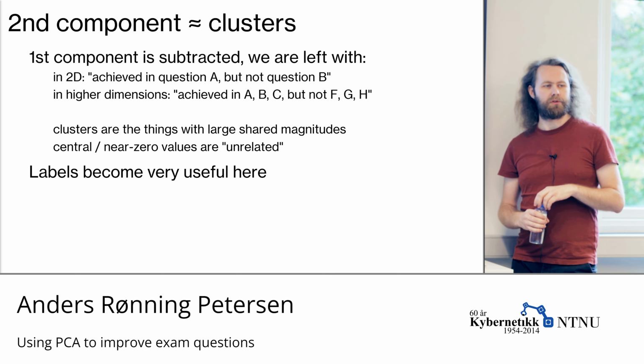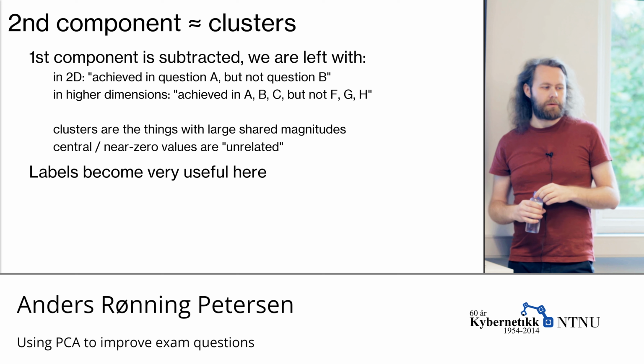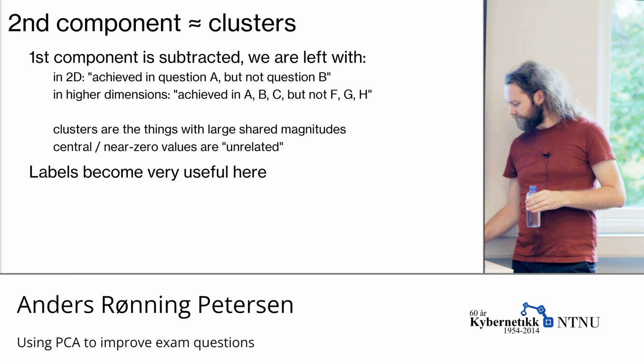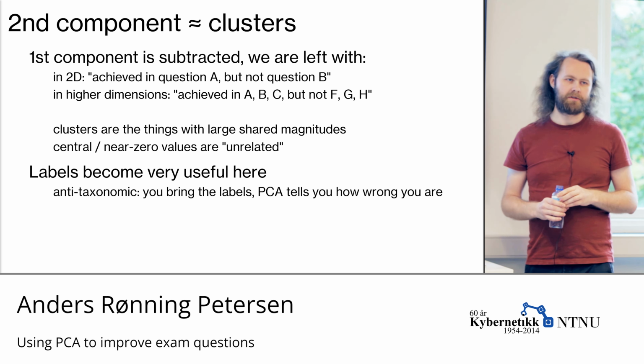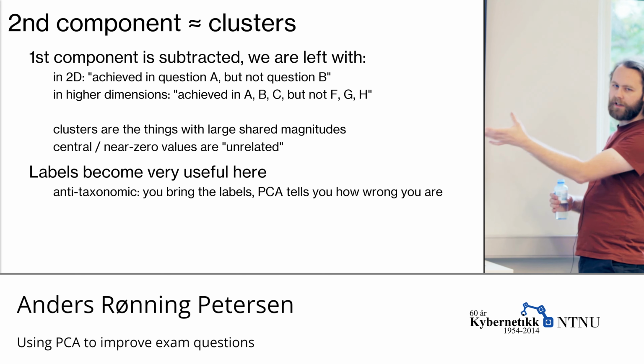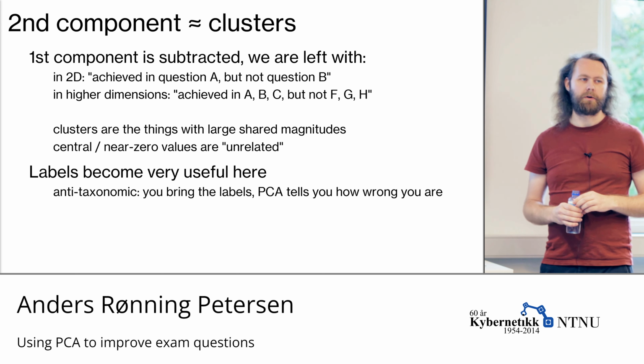And the principal component analysis will extract specifically just student achievement, like raw scores, for these topic questions, and the clusters that you get out of it, it just does not care about what labels you put on it. So I consider this kind of an anti-taxonomic approach. With PCA, you bring the labels, and the PCA will just tell you how wrong you are.